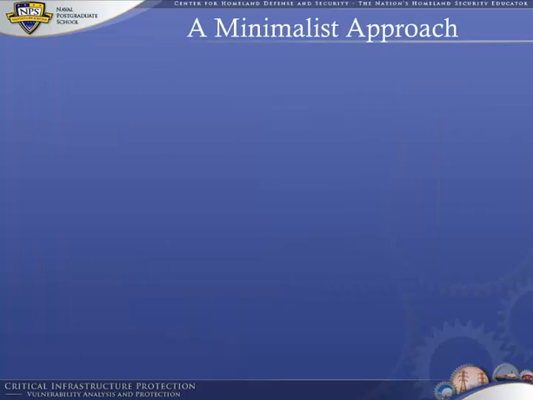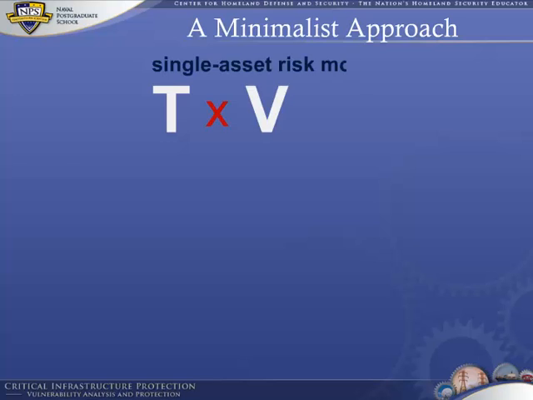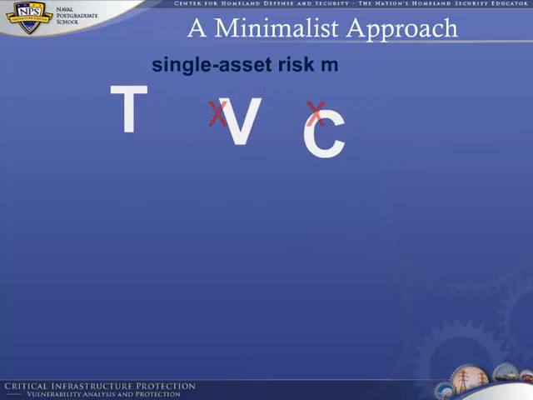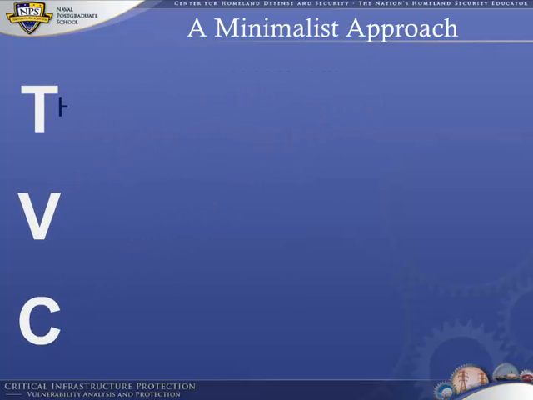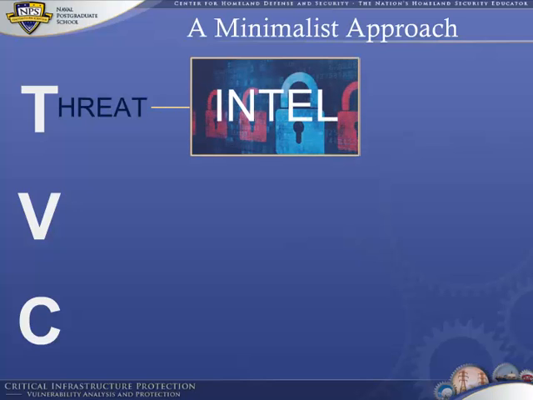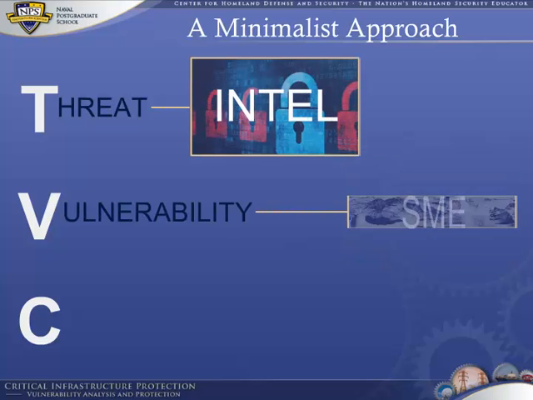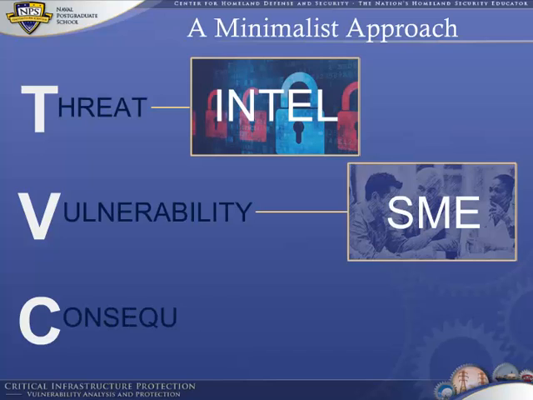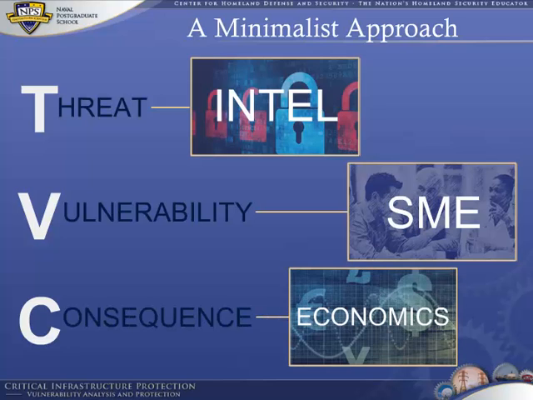Let me summarize. What is the least amount of information needed to make a risk-informed decision? As it turns out, the single asset model is easiest. Threat T can be obtained from intel, vulnerability V from a subject matter expert, and consequence C from economics. How much does it cost to repair, replace, or respond to the damages? What are the secondary costs?